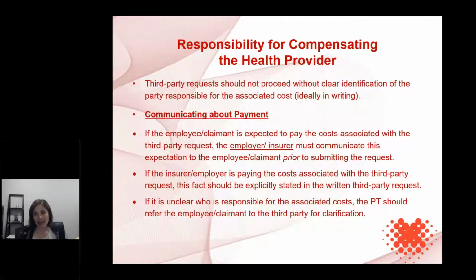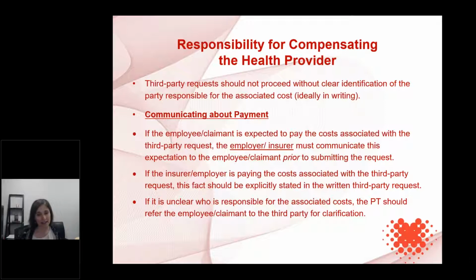And just some key things, and this was included in the position statement, knowing that it might be used by different parties. The responsibility for compensating the health provider: it's definitely the SPA's position that third-party requests should not proceed without clear identification of the party responsible for the associated cost, ideally in writing. And our intent was to provide this document to help facilitate that communication.